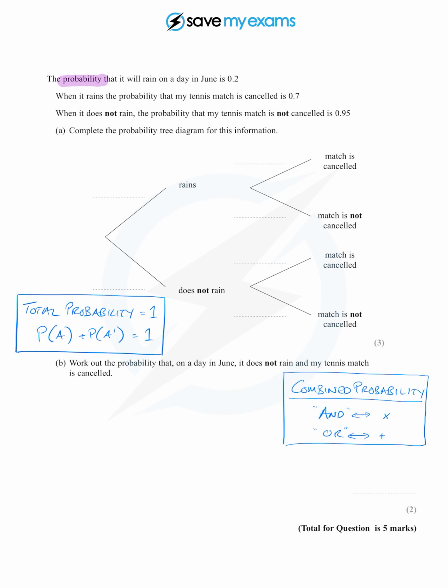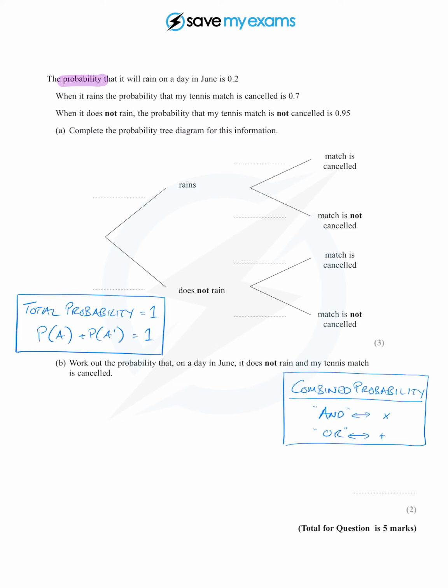So here we have a probability question, and they give us a lot of information. The probability that it rains on a day in June is 0.2, and then it says when it rains, the probability the tennis match is cancelled is 0.7. And when it does not rain, the probability that the tennis match is not cancelled is 0.95. Okay, I can't possibly hold all that information in my head, but luckily they asked me to complete a tree diagram, so I should be able to do it bit by bit.